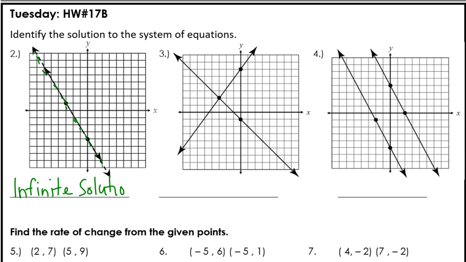If you touch at only one point, like in question number 3, then you name the coordinate at which they intersect. Remember, you name the x coordinate first, negative 3, and the y coordinate second, positive 2. If you don't intersect ever because you're parallel, then you have no intersection point, so there is no solution to that system.